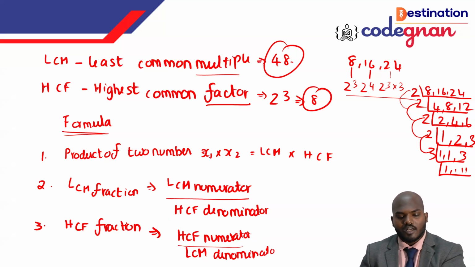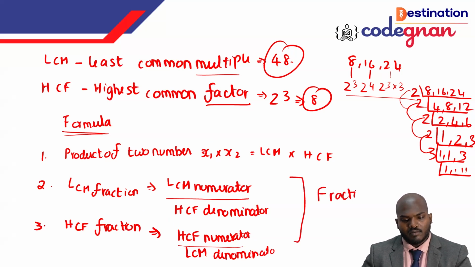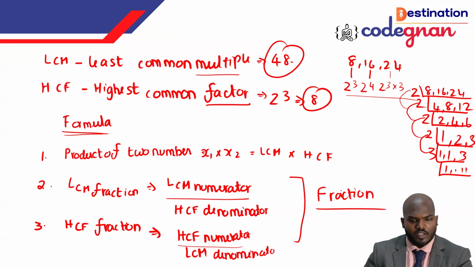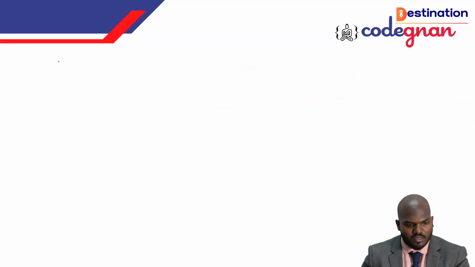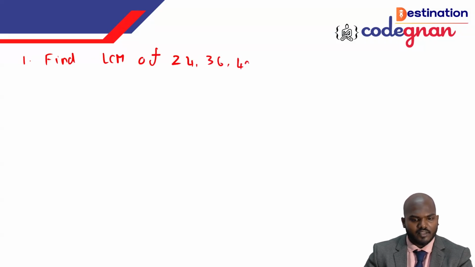So guys, we need to understand that if they are asking a fraction-based question about the LCM and HCF, you can call it like this. This is how the real-time questions and real-time formulas play out. I'll go with a very simple question: find the LCM of 24, 36 and 40.